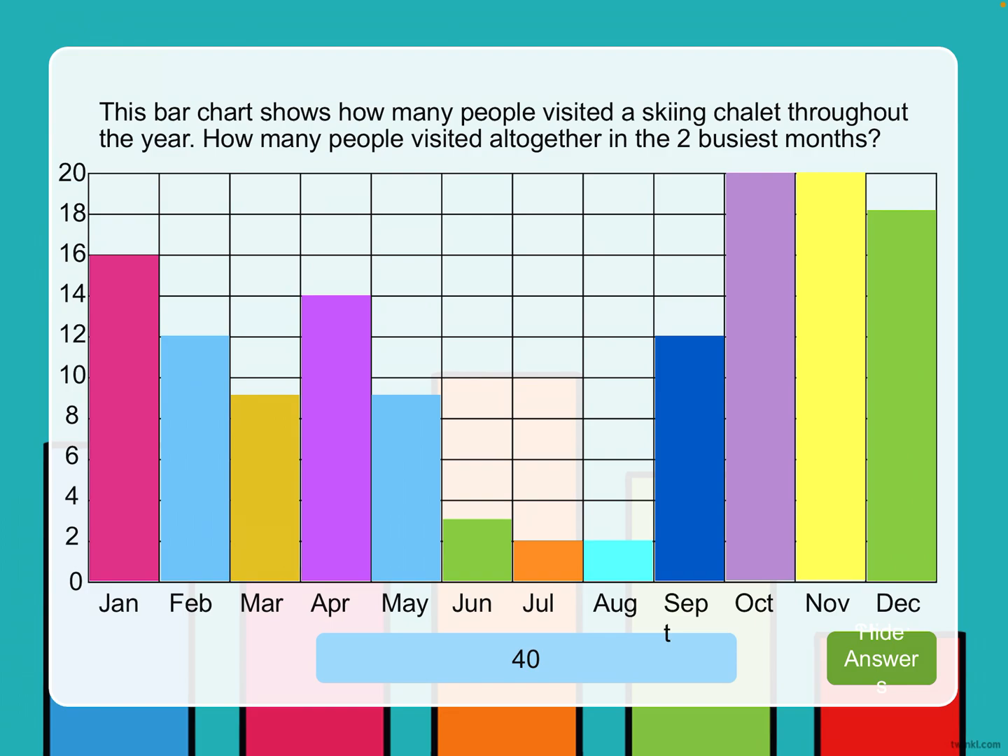Well, it's likely to be because there are school holidays in October. Possibly because that's when the best snow is as well. That's when they have the best snowfall. So it's the best time to ski.